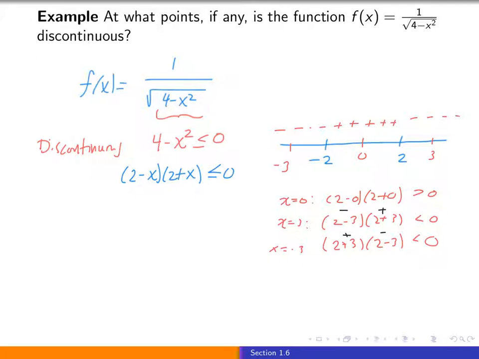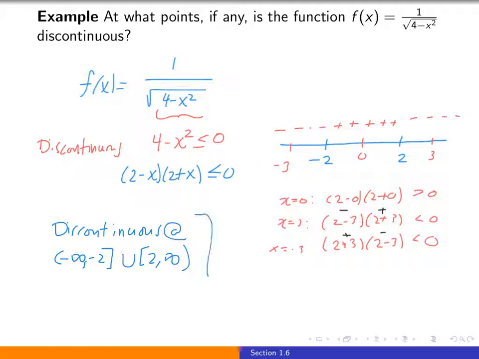So we said the function will be discontinuous when 4 minus x squared is less than or equal to 0, and the sign chart that we've created to the right here indicates that that happens precisely when we're from minus infinity up to and including minus 2, or if we're at 2 to infinity. So the function will be discontinuous at the following points.